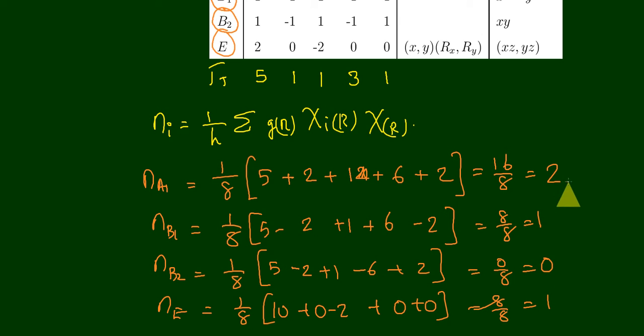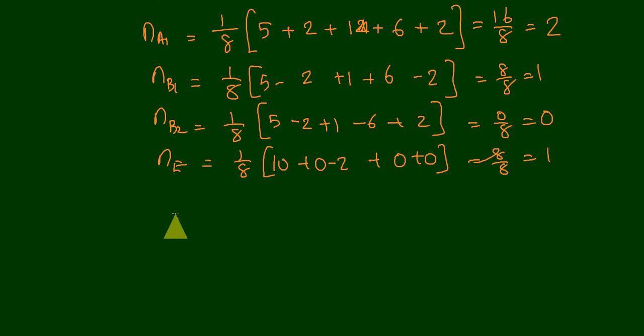So we have the result: 2A1 plus B1 plus E. Okay, so the total character set chi_t corresponds to 2A1 plus B1 plus E. Now we can take the sum of the dimensions in order to check whether this result is correct or not.